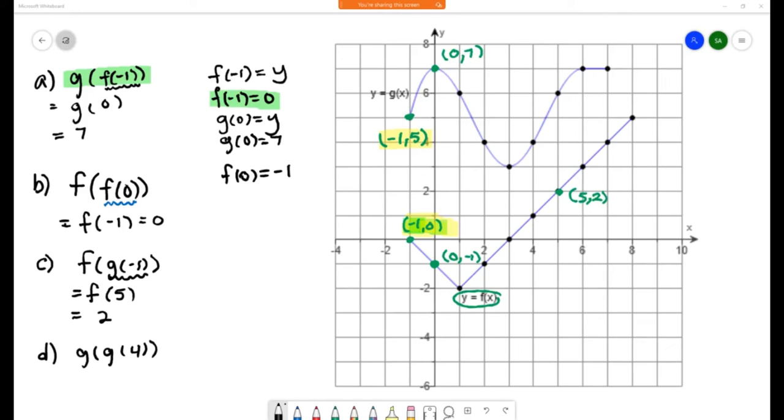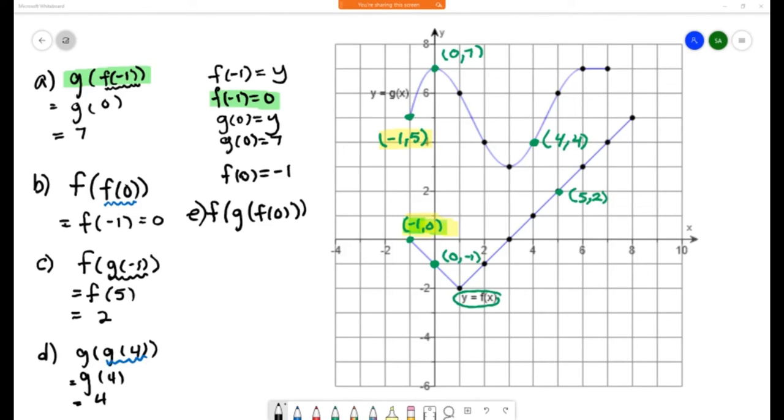So g of 4 is the next part. We'll start with the inside, g of 4. Looking on the graph of g, here we have an x coordinate of 4 with a y coordinate of 4 as well. So g of 4 is 4.